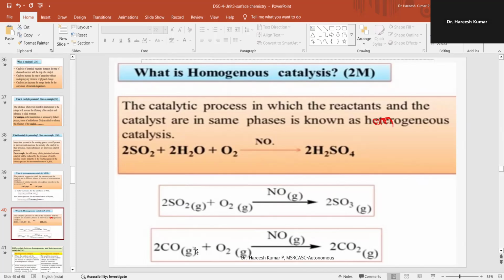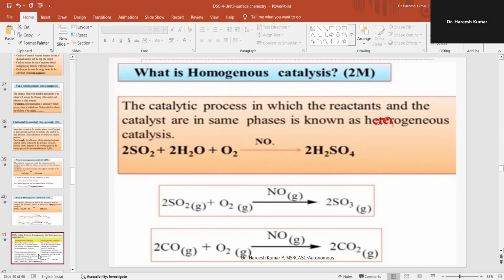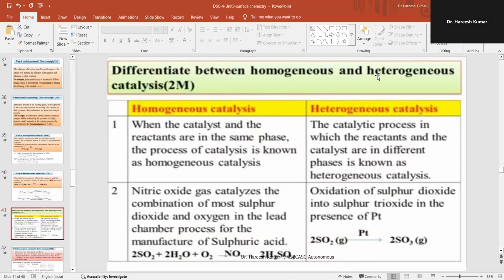One more example: carbon monoxide reacts with oxygen in the presence of nitric oxide to give carbon dioxide. All are gaseous, meaning the same phase or homogeneous phase. Differentiate between homogeneous and heterogeneous catalysis. Homogeneous catalysis means when the catalyst and the reactants are in the same phase, the process of catalysis is known as homogeneous catalysis. Heterogeneous catalysis means the catalytic process in which the reactants and the catalyst are in different phases is known as heterogeneous catalysis.